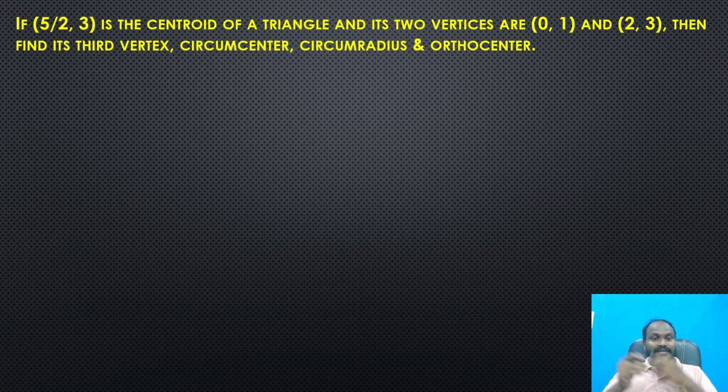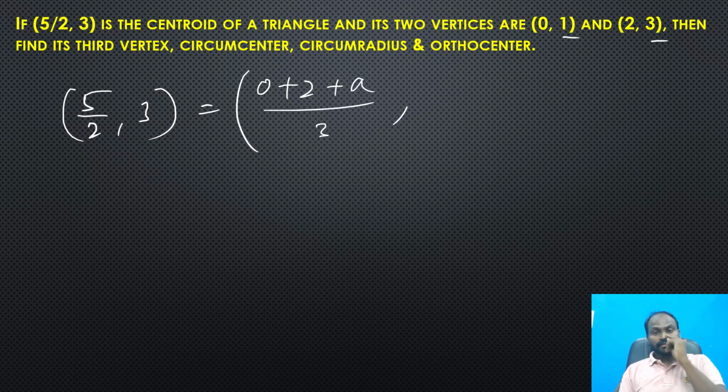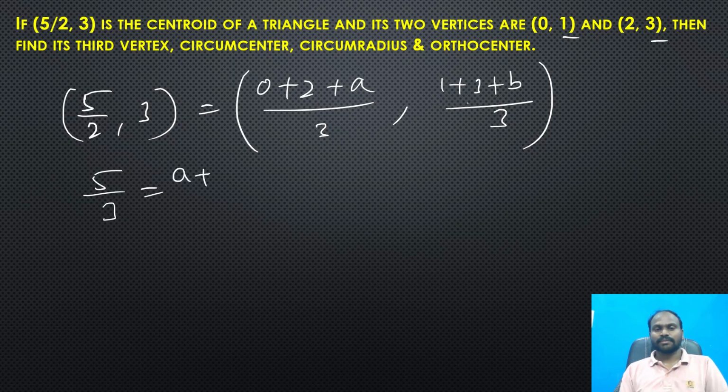Now, see, 5 by 2 comma 3 is the centroid of a triangle and two of its vertices are 0 comma 1 and 2 comma 3. Then find its third vertex. We already did a similar question. Let us say this 5 by 2 comma 3 is equal to the centroid. What is the centroid? 0 plus 2 plus a, the third vertex, let us say a, by 3, and y1 plus 3 plus y3, let us say b, by 3, and compare. So 5 by 2 is equal to a plus 2 by 3.